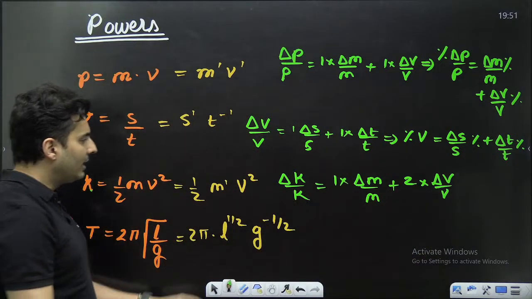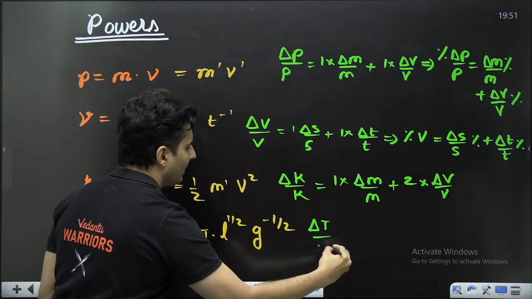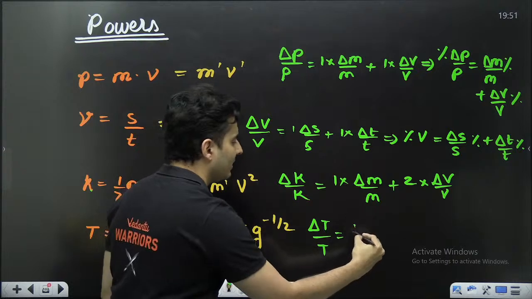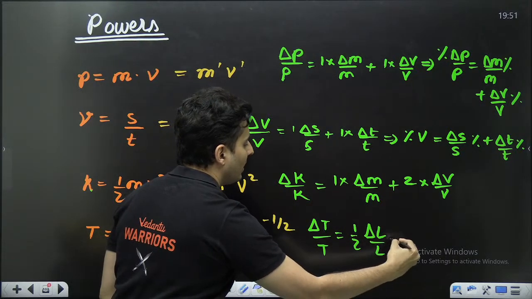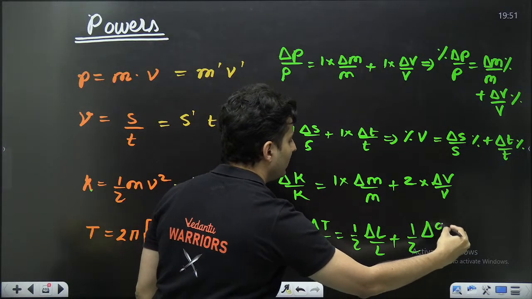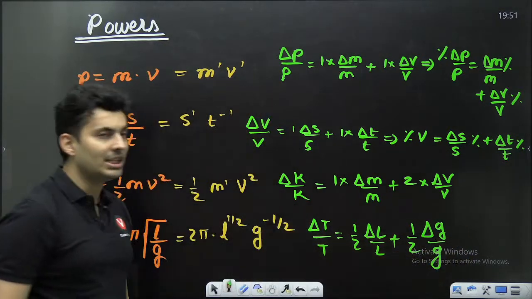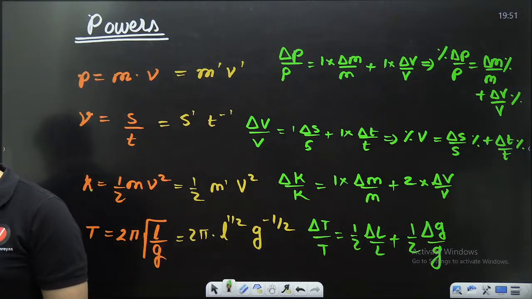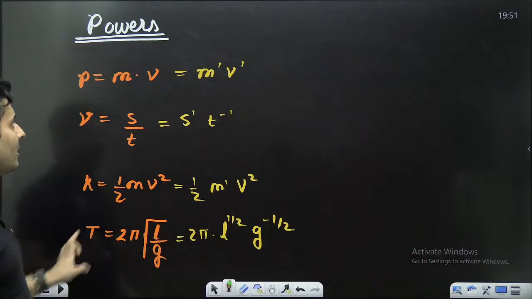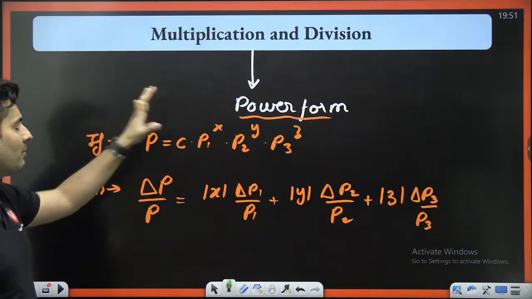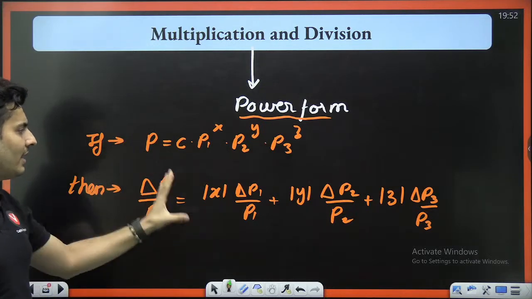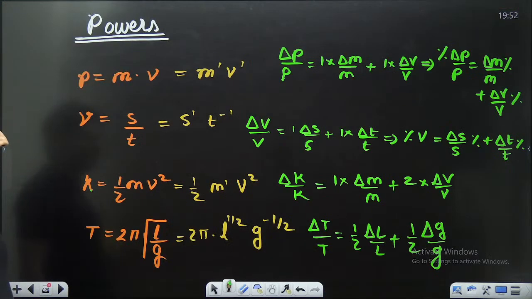Here the relative error in time period will be, 2 pi is a constant, forget it. Power of length is half, so half into delta L by L, plus power of g is -half. Always take modulus, so half into delta g by g. Isn't that amazing? Such a simple way to solve any multiplication, division problems in the power form. If this is true, then this is true. Very important formula. Is that clear?